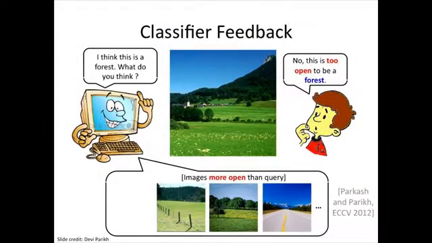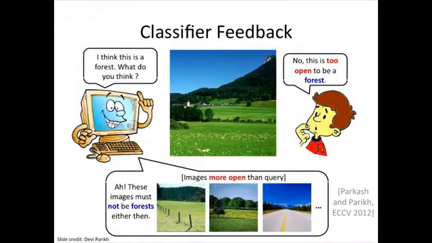So in this case, the supervisor is saying, no, this is not a forest because it's too open to be a forest. And what this lets us do is the following. If the machine now has a pre-trained attribute classifier for openness, it can go to a large data set of unlabeled images, identify all the images that are even more open than this query image, and realize that if this image is too open to be a forest, then all these other images that I have that are even more open must not be forests either. It can add those as negative examples for training its classifier and update its model.